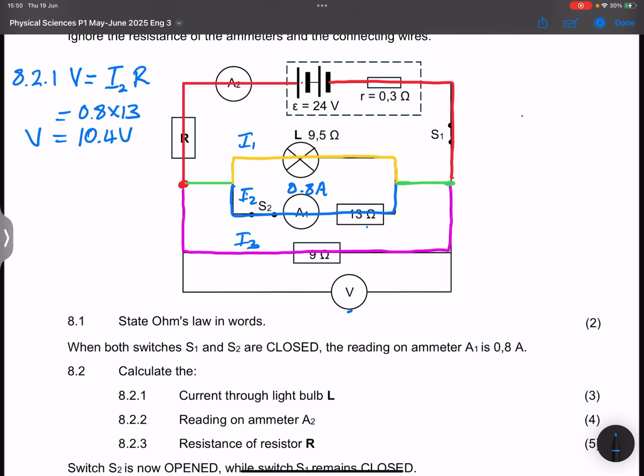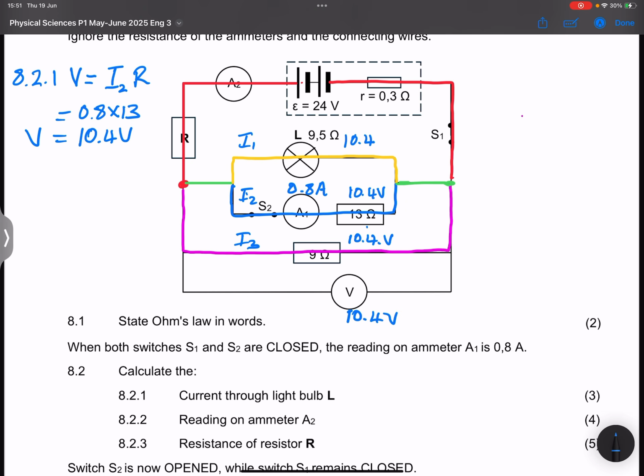Now I want you to note that in this case the voltage across the 9 ohm resistor must be 10.4 volts. The voltage across the 13 ohm resistor must be 10.4 volts. The voltage across light bulb L must be 10.4 volts. Meaning the reading on V, because it reads across that 9 ohm resistor, must also be 10.4 volts. Remember that in parallel, the voltage is the same.